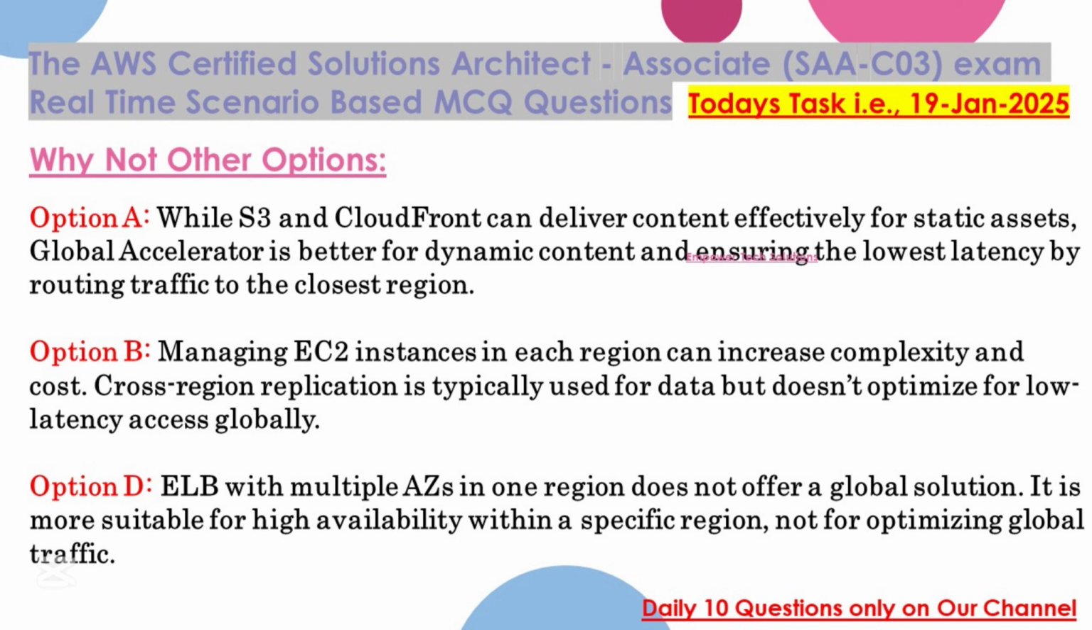Why not other options? Option A: While S3 and CloudFront can deliver content effectively for static assets, Global Accelerator is better for dynamic content and ensuring the lowest latency by routing traffic to the closest region. Option B: Managing EC2 instances in each region can increase complexity and cost. Cross-region replication is typically used for data but doesn't optimize for low-latency access globally. Option D: ELB with multiple AZs in one region does not offer a global solution. It is more suitable for high availability within a specific region, not for optimizing global traffic.